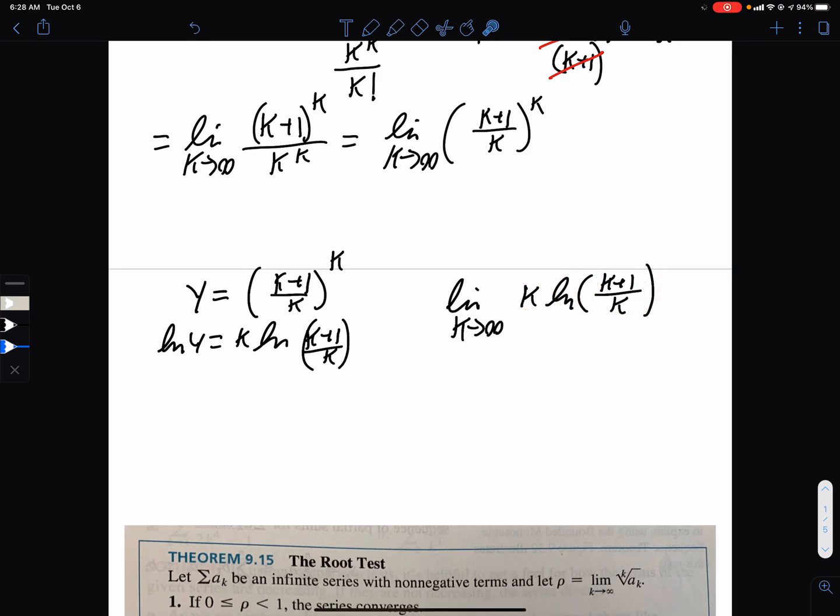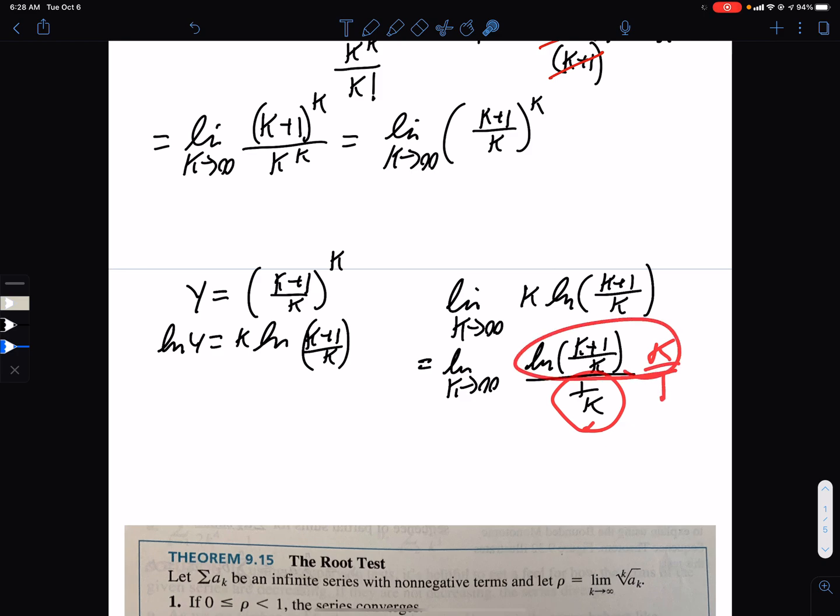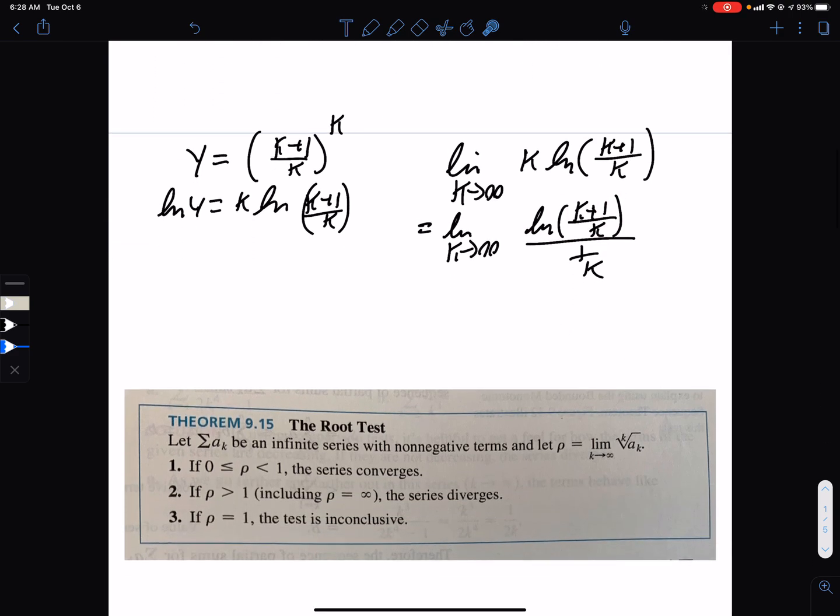Now that is not of the form of L'Hopital's yet. L'Hopital's is either 0 over 0 or infinity over infinity. So we're going to move the k to the bottom using algebra. The top will stay the same. The bottom becomes 1 over k, and to convince yourself, if you multiply by the reciprocal, that'd be k over 1, and then that would be that. So now we have a L'Hopital's because the top approaches 1, ln of 1 is 0, and 1 over infinity is 0. So now we do definitely have a L'Hopital's.